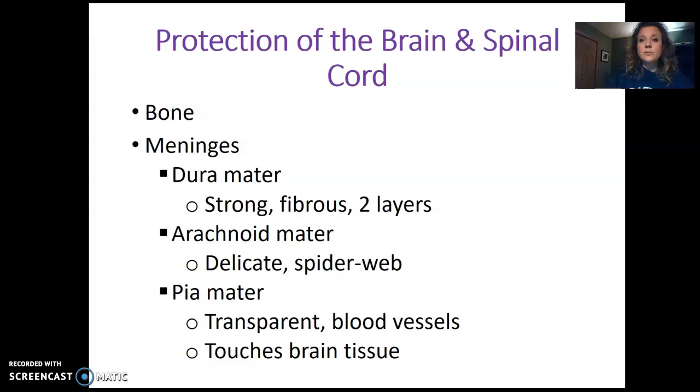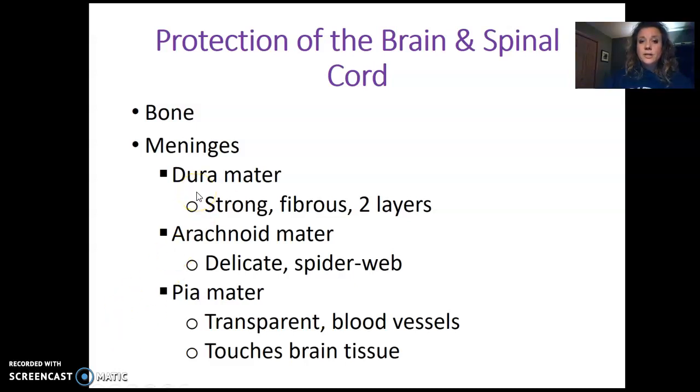So the brain and the spinal cord are made up of pretty delicate nervous tissue, and they are surrounded first and foremost by bone. The skull covers the brain, and the vertebral column encases the spinal cord. But there are also layers of tissue that are going to surround these structures, and these are called meninges.